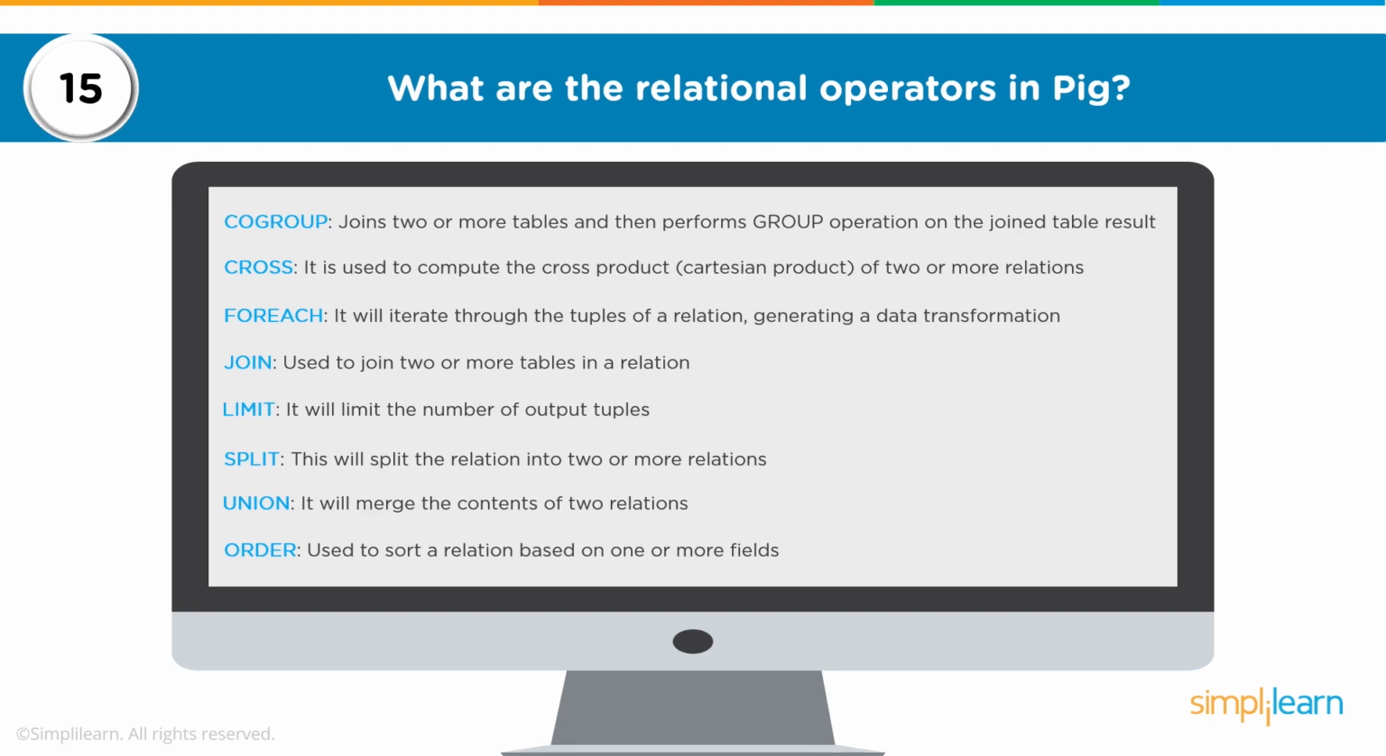It will iterate through the tuples of a relation, generating a data transformation. So for example, if I say variable A equals, and then I load a file in A, and then I could create a variable called B, where I could say for each A, I would want to do something, say group. Join is to join two or more tables in a relation. Limit is to limit the number of output tuples or output results. Split is to split the relation into two or more relations. Union is to get a combination; it will merge the contents of two or more relations. And order is to get a sorted result. So these are some relational operators which are extensively used in Pig for analysis.